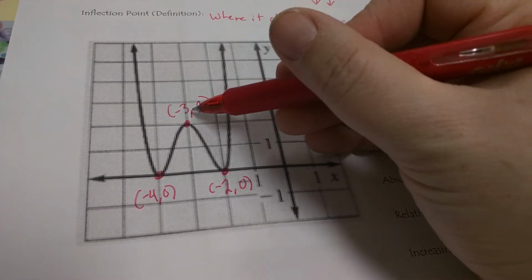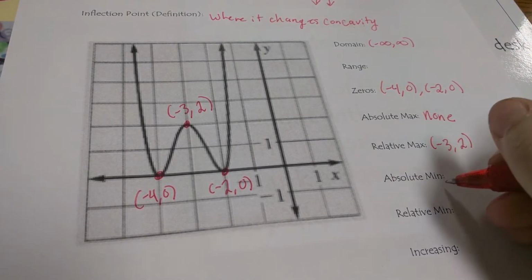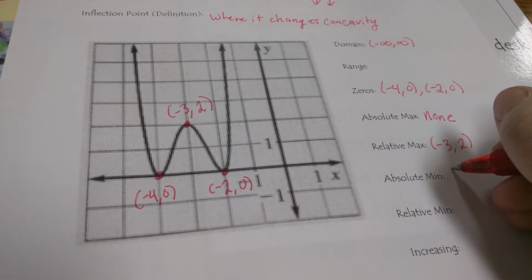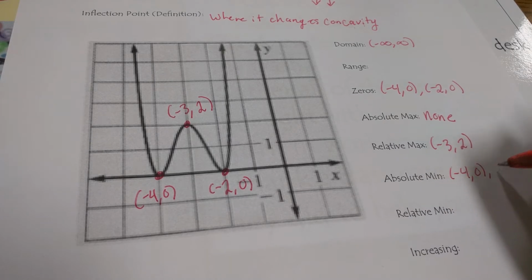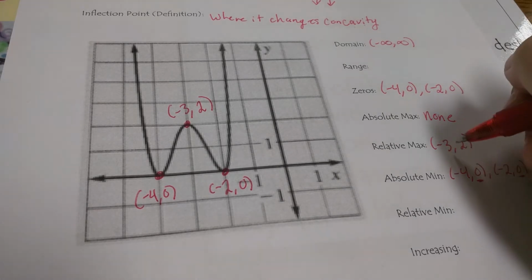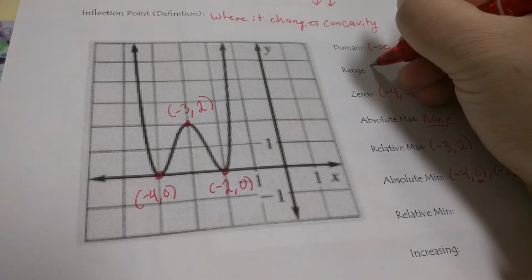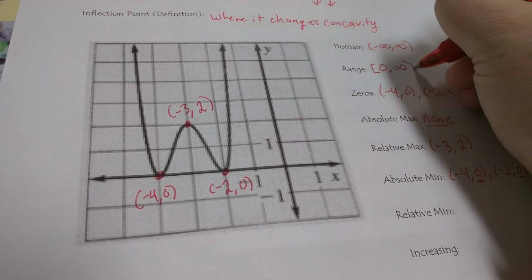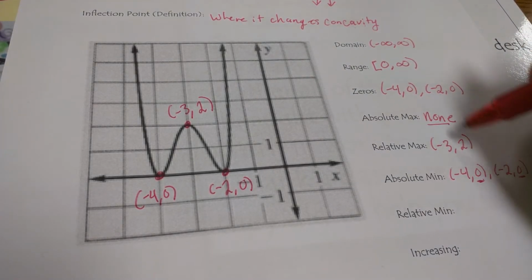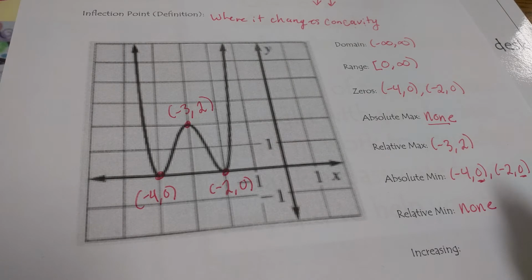Relative max is right here. That's the topmost part there, (-3, 2). Absolute minimum, we have 2 of them. So our absolute minimum is both (-4, 0) and (-2, 0), because they are both at 0 there. And since our absolute min is at 0 for y and absolute max is none, we're going to go from 0 to infinity. So remember that your range comes from your absolute min and your absolute max. Relative min, we have none, since they are both the absolute minimum point.